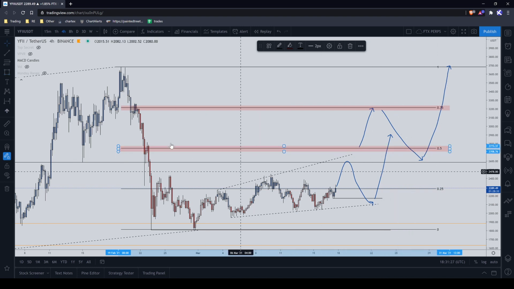And neither has been tested since the low was put in. So I would definitely expect to see a pullback from these levels, at least initially. So you could take potential profits or potentially hedge short. Now, Yfii doesn't really have separate contracts unless you're trading spot margin. There's no quarterly contracts on this one.